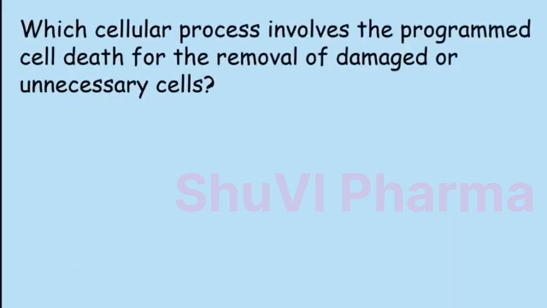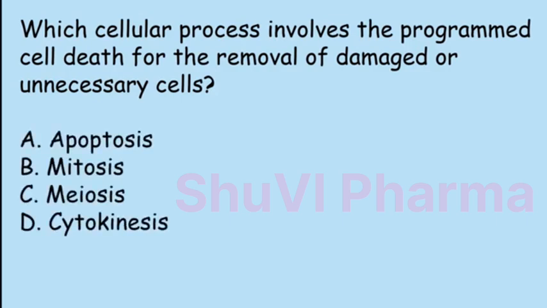Which cellular process involves the programmed cell death for the removal of damaged or unnecessary cells? Apoptosis, mitosis, meiosis, cytokinesis. The correct answer is option A. Apoptosis cellular process involves the programmed cell death for the removal of damaged or unnecessary cells.